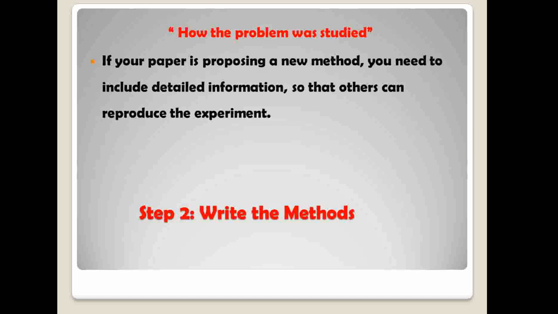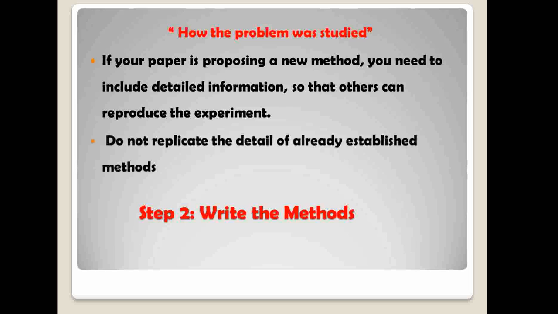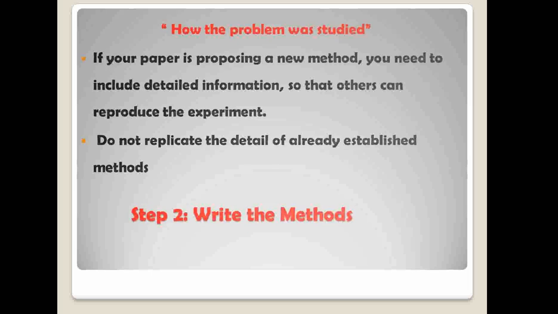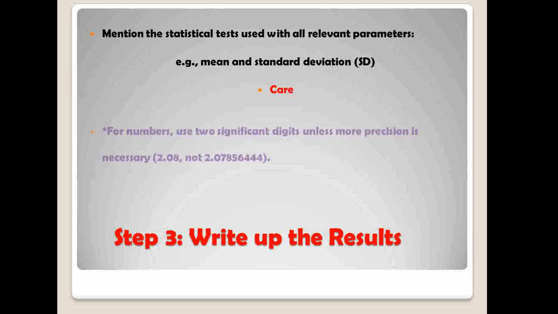Next thing to do is to write the methods, how the problem was studied. If your paper is proposing a new method, you need to include detailed information so that others can reproduce the experiment, and must not replicate the detail of already established methods. Next step is to write up the results. You should mention the statistical tests that are used with all the relevant parameters, for instance, mean and standard deviation.